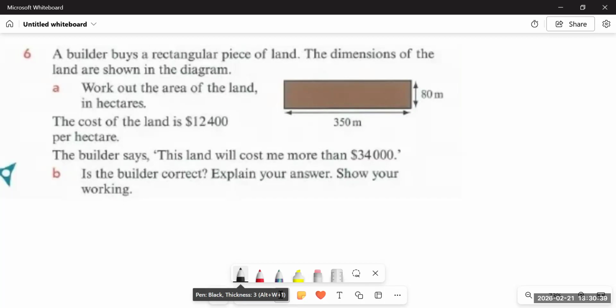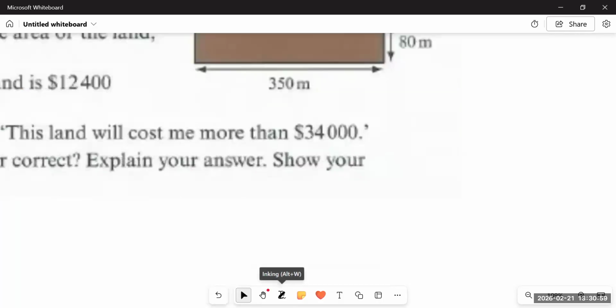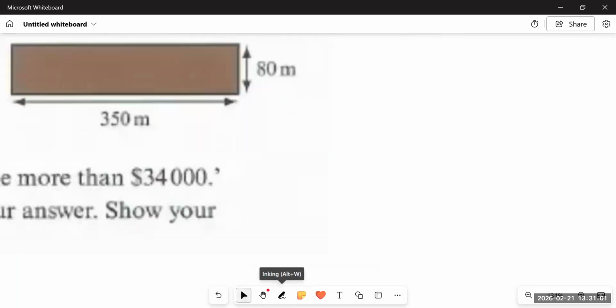Starting from question number 6, we are provided with a rectangle. It says a builder buys a rectangular piece of land, and the dimensions are shown in the diagram: the length is 350 meters and the breadth is 80 meters. We had to find out the area of the land in hectares. So let's find out the area. And how are we supposed to do that?